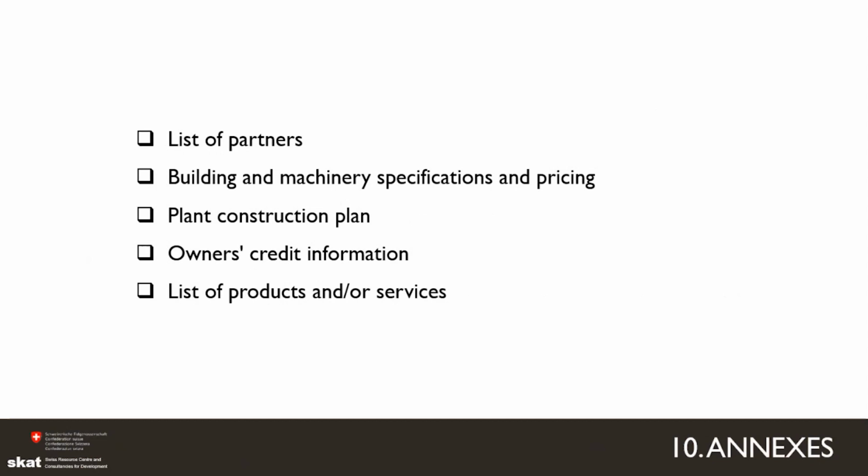The business plan normally can have some annexes, which can be a list of my partners, a list of machinery, a list of owners' credit information, a list of products, whatever. Here you need to have them in annex in order to record them properly.